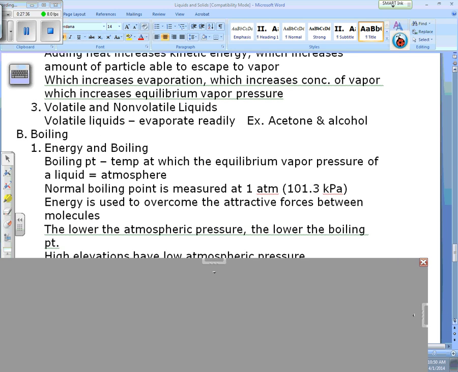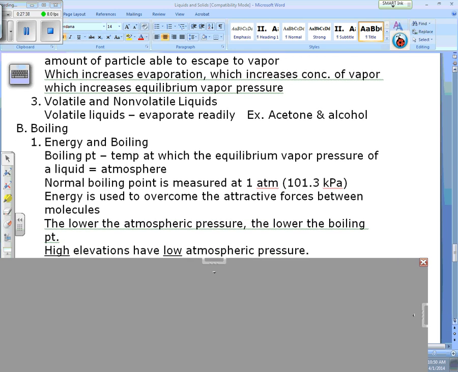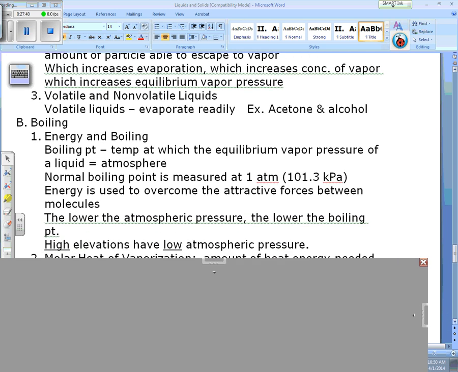The lower the atmospheric pressure, the lower the boiling point. High elevations have low atmospheric pressure. So, Mount Everest is way up there. It is at a very, very high elevation.